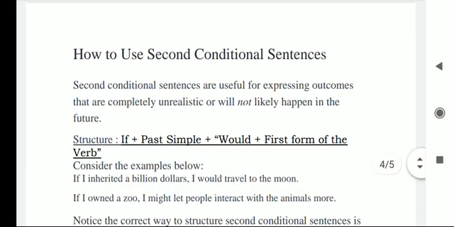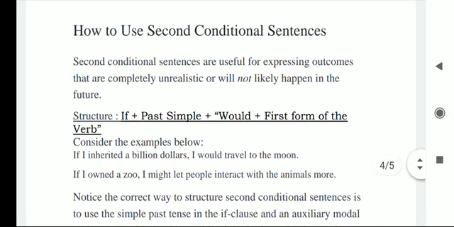Now, how to use second conditional sentences? Second conditional sentences are useful for expressing outcomes that are completely unrealistic or will not likely happen in the future. Let me repeat these lines again. Second conditional sentences are useful for expressing outcomes that are completely unrealistic or will not likely happen in the future.